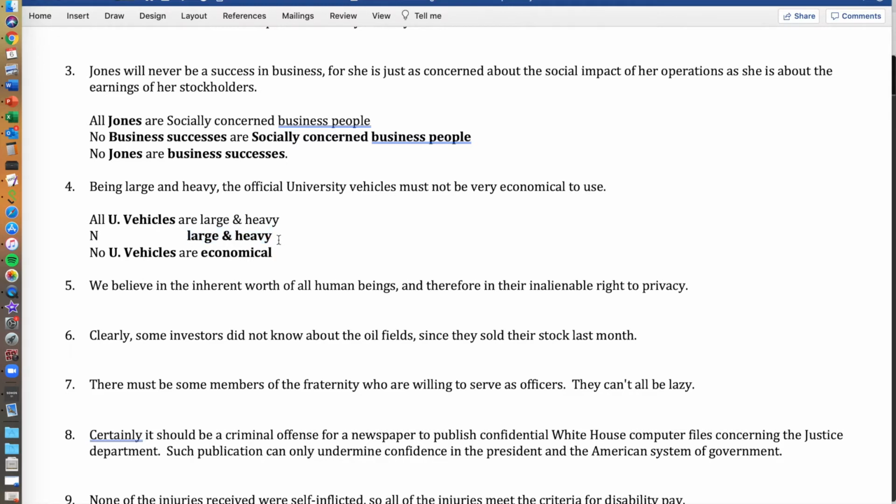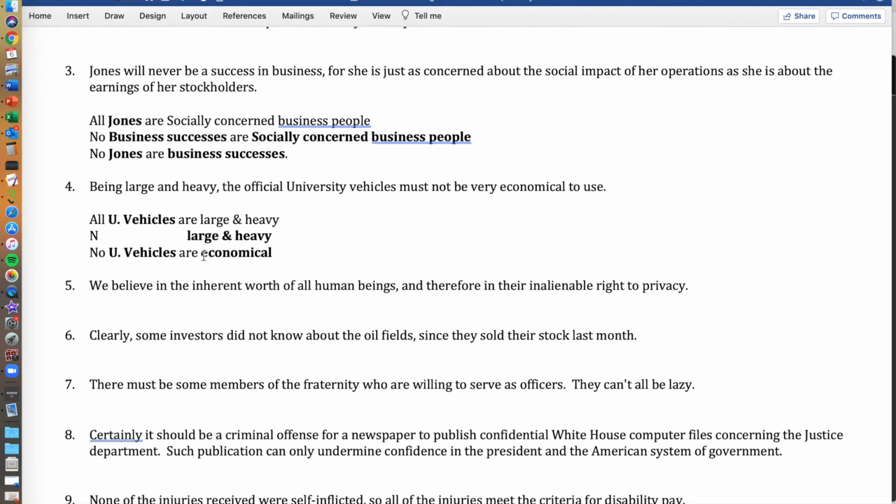And it has to be distributed because it's not distributed in the first premise, and middle terms must be distributed once and only once. Then we go to the end term. University vehicles appears twice already. Both times it's distributed, and that's fine. It's equal distribution.